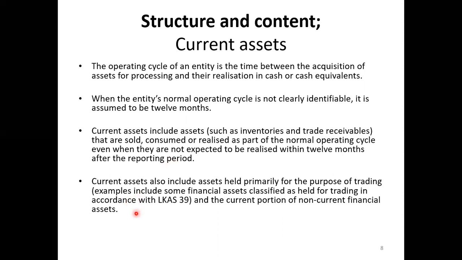Current assets also include assets held primarily for the purpose of trading. Purpose of trading means buy and sell, not manufacturing. Just buy the inventories, keep the inventories and sell to the customers. Examples include some financial assets classified as held for trading in accordance with LKAS 39, especially for the financial assets, and the current portion of non-current financial assets.